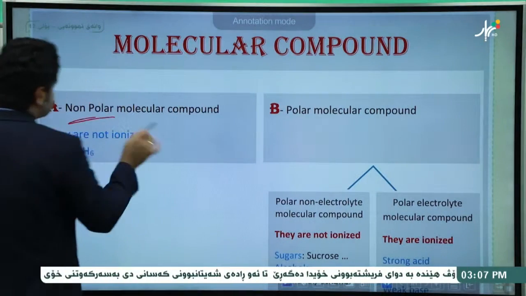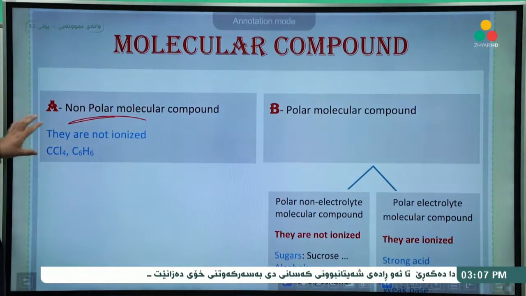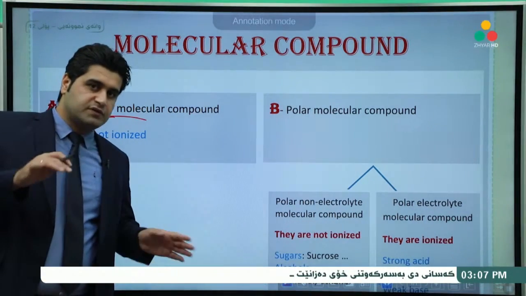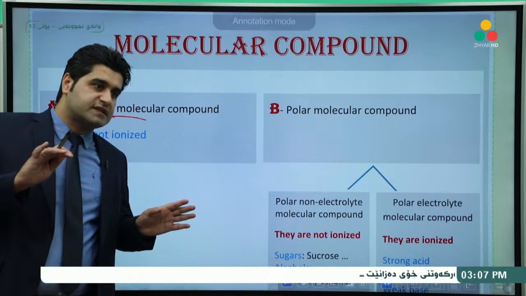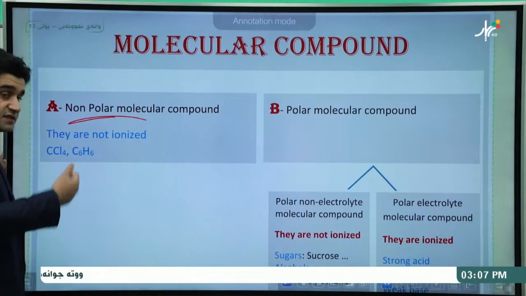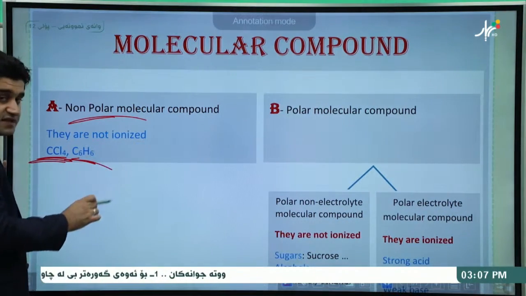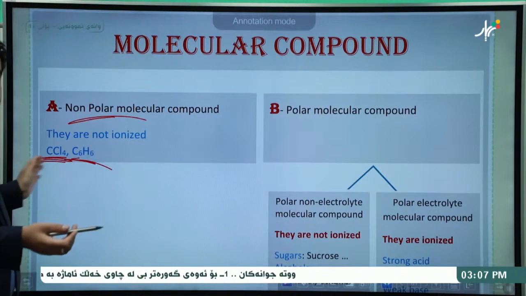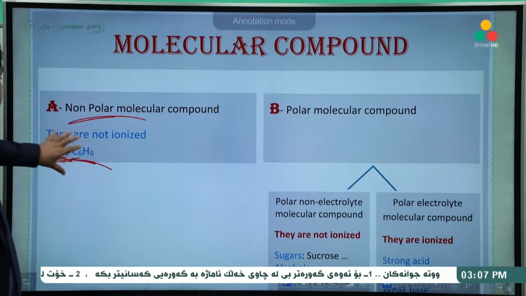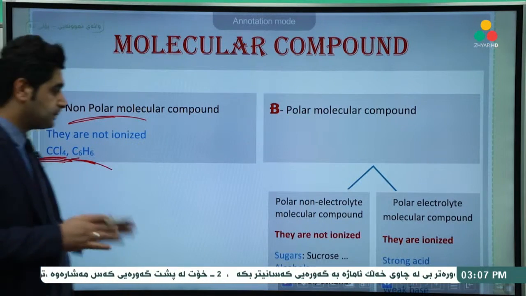Look, non-polar. Do you remember where we talked about polarity, the rule of like dissolves like? When we talk about the rule of like dissolves like, we mean polarity. So a non-polar compound is, if you remember, such as carbon tetrachloride, benzene, toluene, and other compounds. And you can see the non-polar compounds in the list from chapter 1.